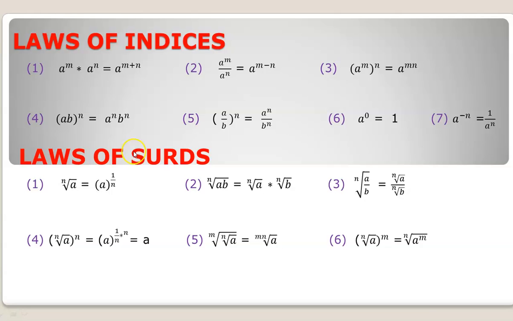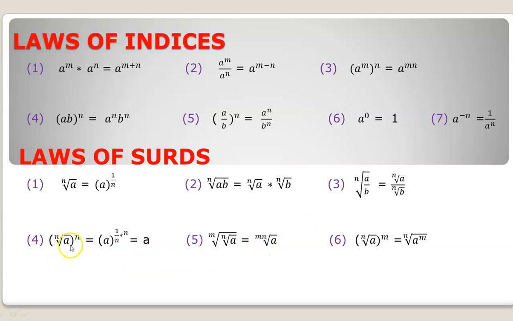Now, next, laws of surds. So the first law is nth root of a, which is equal to a to the power 1 upon n. That is, the surd can be written as a fractional power. Next, nth root of ab is equal to nth root of a into nth root of b. Next is nth root of a upon b, which is equal to, splitting the root, nth root of a upon nth root of b.